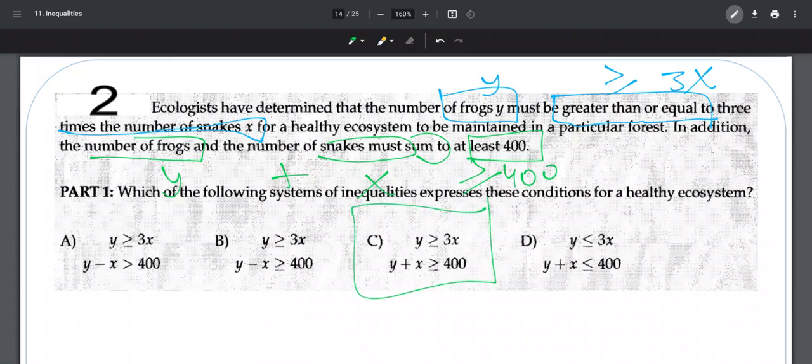Which alternative has that inequality? Letter C. Y is greater than or equal to 3x and y plus x is greater than or equal to 400. Pause the video right now, copy this, and this was a word problem.